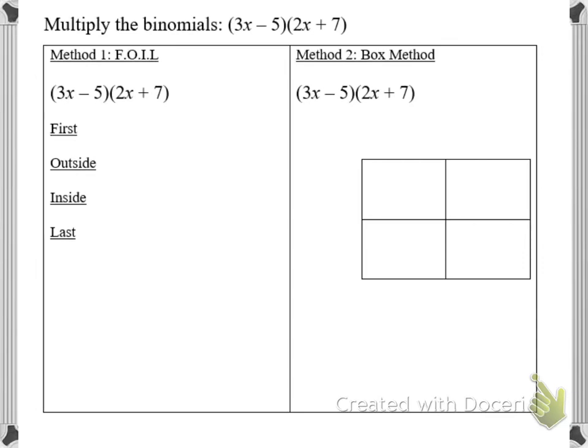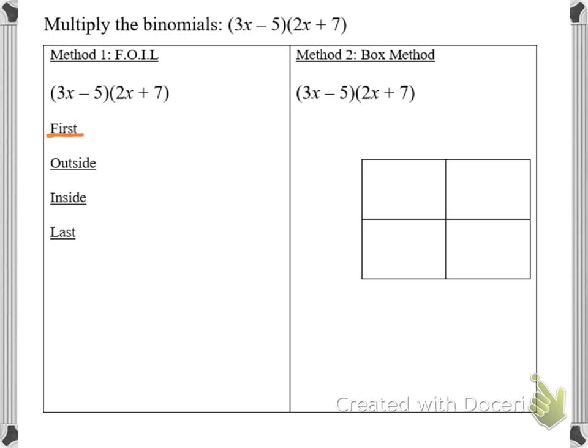In this example, we are going to look at two different methods for multiplying two binomials. We have to multiply the binomial 3x minus 5 times the binomial 2x plus 7. The first method we're going to look at is called the F.O.I.L method, which stands for first, outside, inside, last.